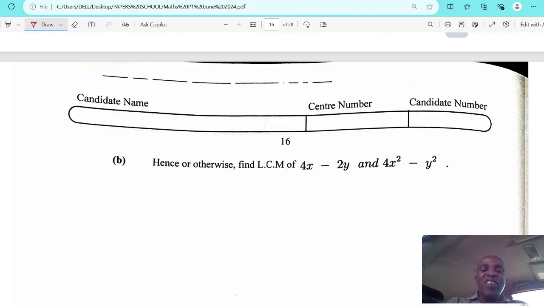Hence or otherwise, find the LCM, lowest common multiple, of this item. Right, for these ones, you just take the factors here, and the factors here.